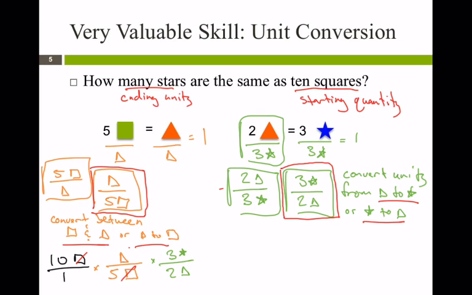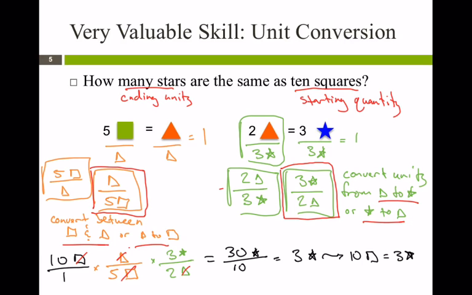And if we once again verify that our units will cancel out, then we can see that in the end, the only unit we have on top is stars, and our numbers are 30 stars. And then on the bottom, all of our units canceled out, and we have 10. That means that this can simplify down to 3 stars. In essence, this means that we just found out that 10 squares is equal to 3 stars.